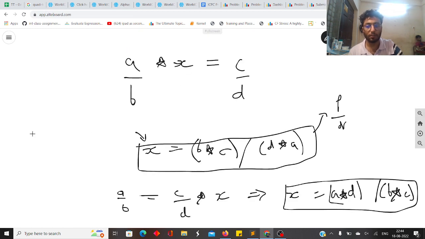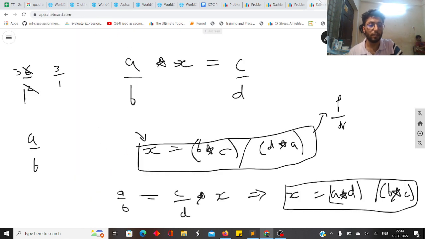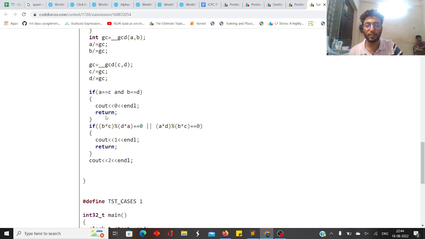Otherwise, first of all, I try to represent a by b in the least possible form. So for example, if you take this case, 6 by 2 and 3 by 1, the fractions are actually equal, since 2 divides this and 2 divides this, so this can be represented as 3 by 1. So first of all I try to represent my fractions in the minimal possible way. I take the GCD of a and b and divide a by GCD and b by GCD. Similarly I take the GCD of c and d and divide c by GCD and d by GCD. Then I check if a is equal to c and b is equal to d. In that case my fractions are already equal and I need not perform any operation. So the answer is 0.